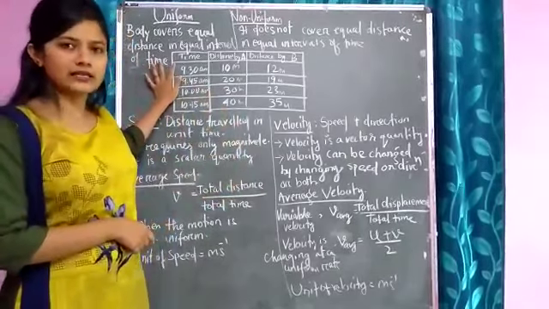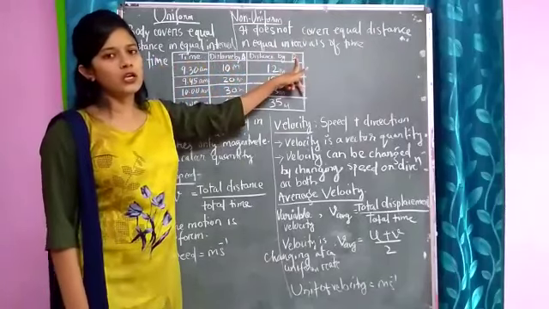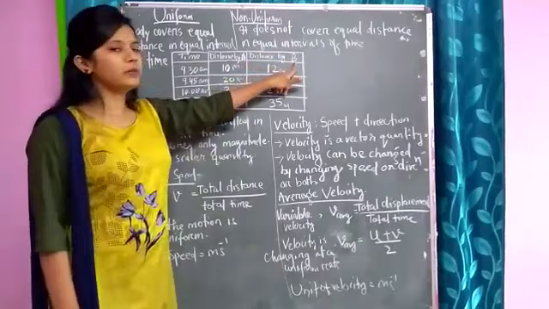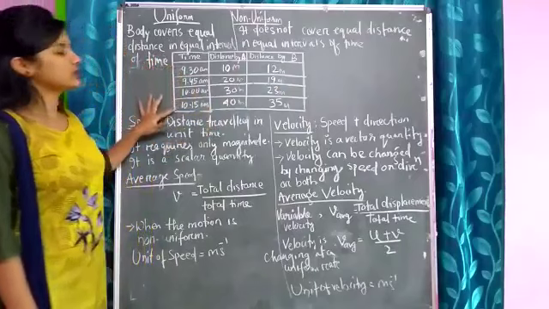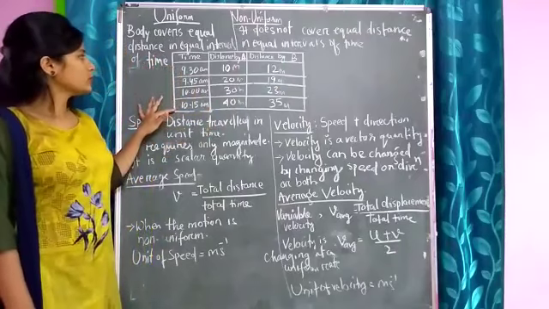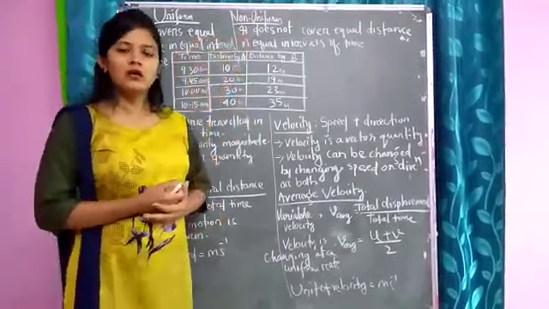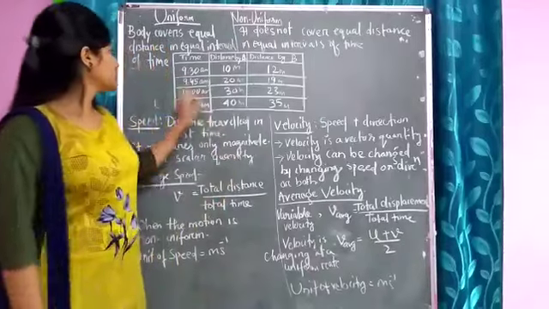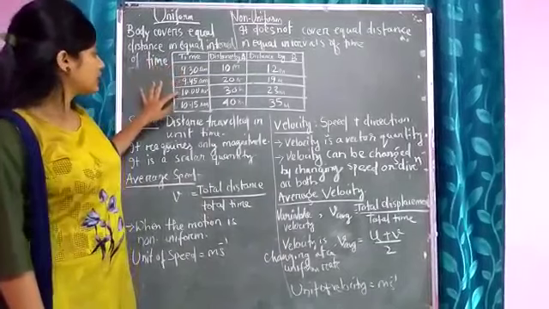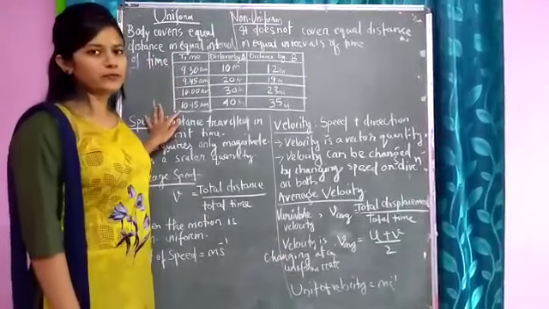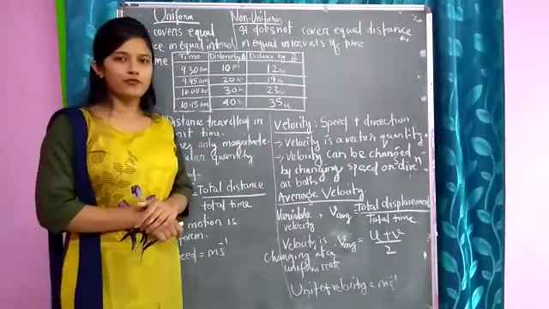Let us take an example. Suppose there are two bodies, body A and body B, and they are covering distances during these time intervals. From this example we will understand uniform motion and non-uniform motion. See, the timing is like this: 9:30, 9:45, 10 am and 10:15. So the body travels from 9:30 to 10:15.